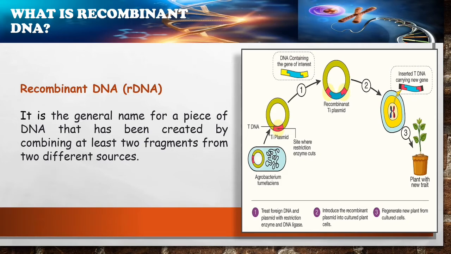What is recombinant DNA? It is a form of DNA constructed in the laboratory. It is generated by transferring selected pieces of DNA from one organism to another.